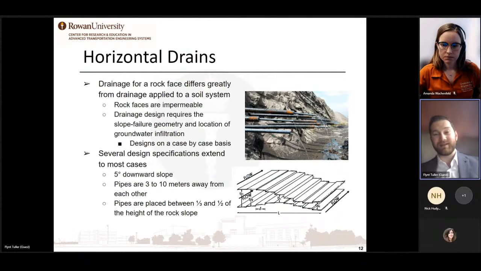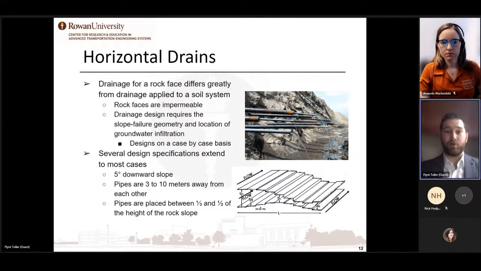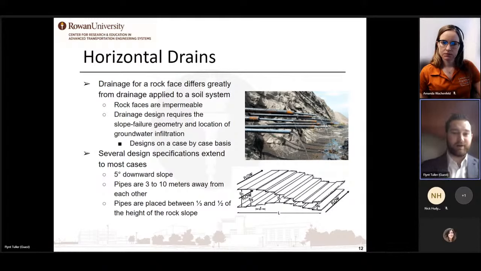And then moving into horizontal drains, the last of the technologies I'm going to talk on today. Specifically, horizontal drainage for rock faces is very different from soil systems. With drainage for soil systems, you're working where water is permeating through everything. You have a water table, and you need to find ways to drain the water from all areas of a system. Rock faces are impermeable, so the water is really just building pore pressure in the slope failure geometry, and infiltrating into the rock face itself.